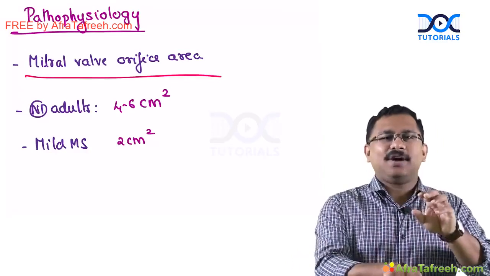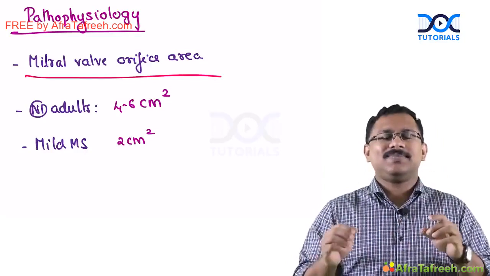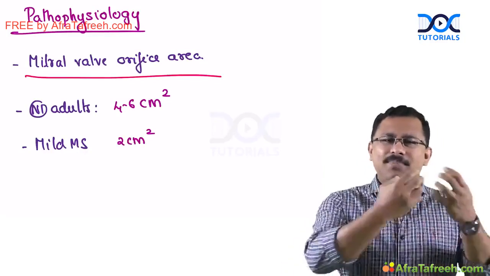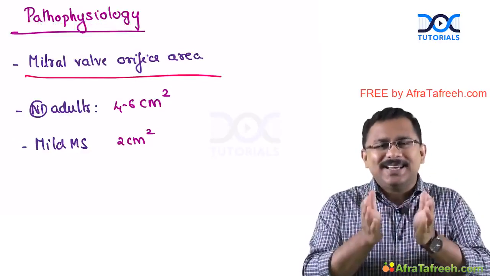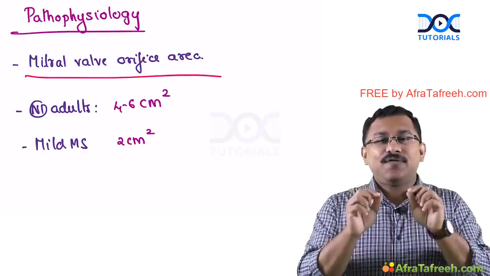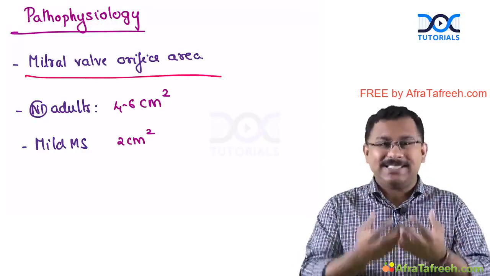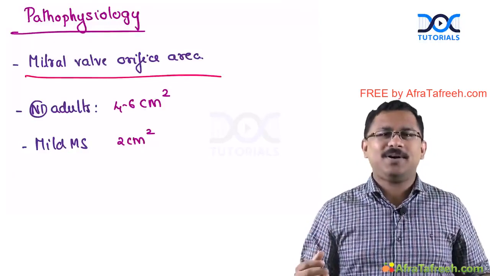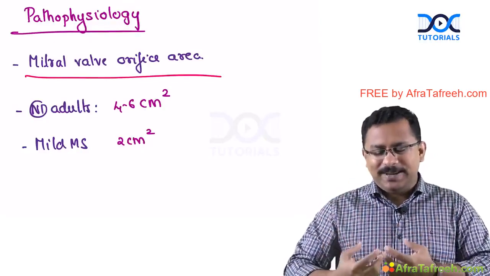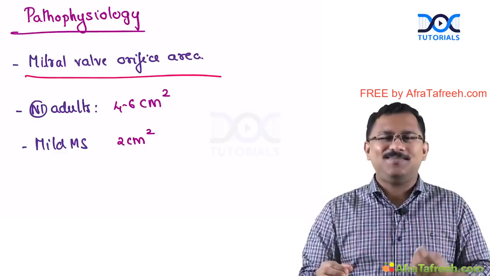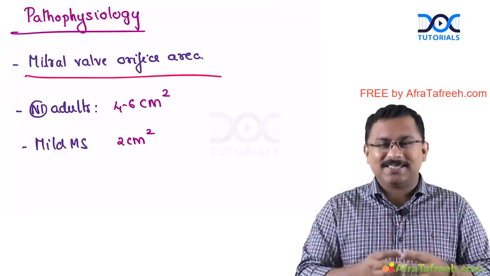At this stage of mild mitral stenosis, you can have blood flowing from the LA to the LV, but since there is a stenosis, this flow needs to be propelled by some degree of pressure gradient, which is important. So the patient begins to have some early symptoms, and we will be coming to what those symptoms are in due course of the discussion.